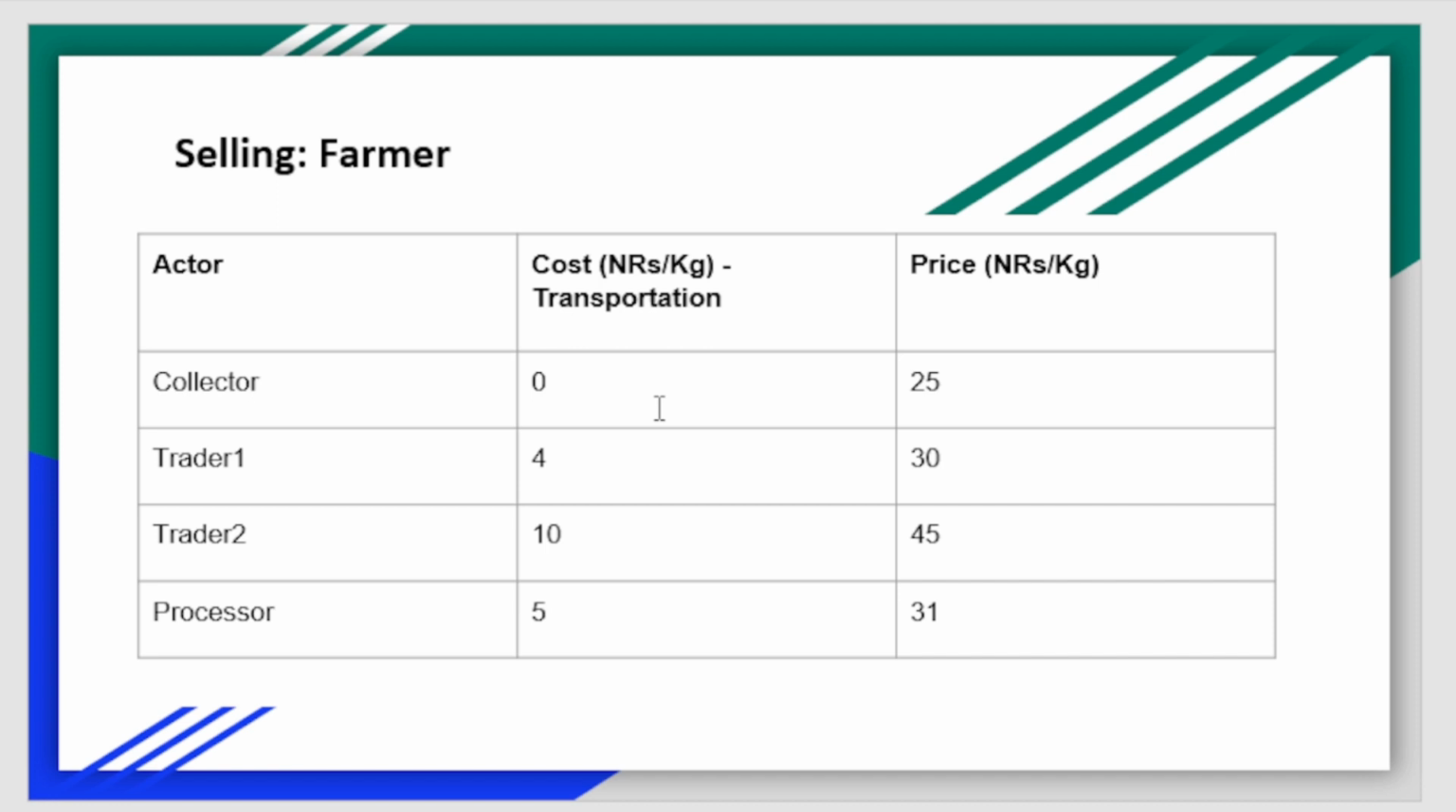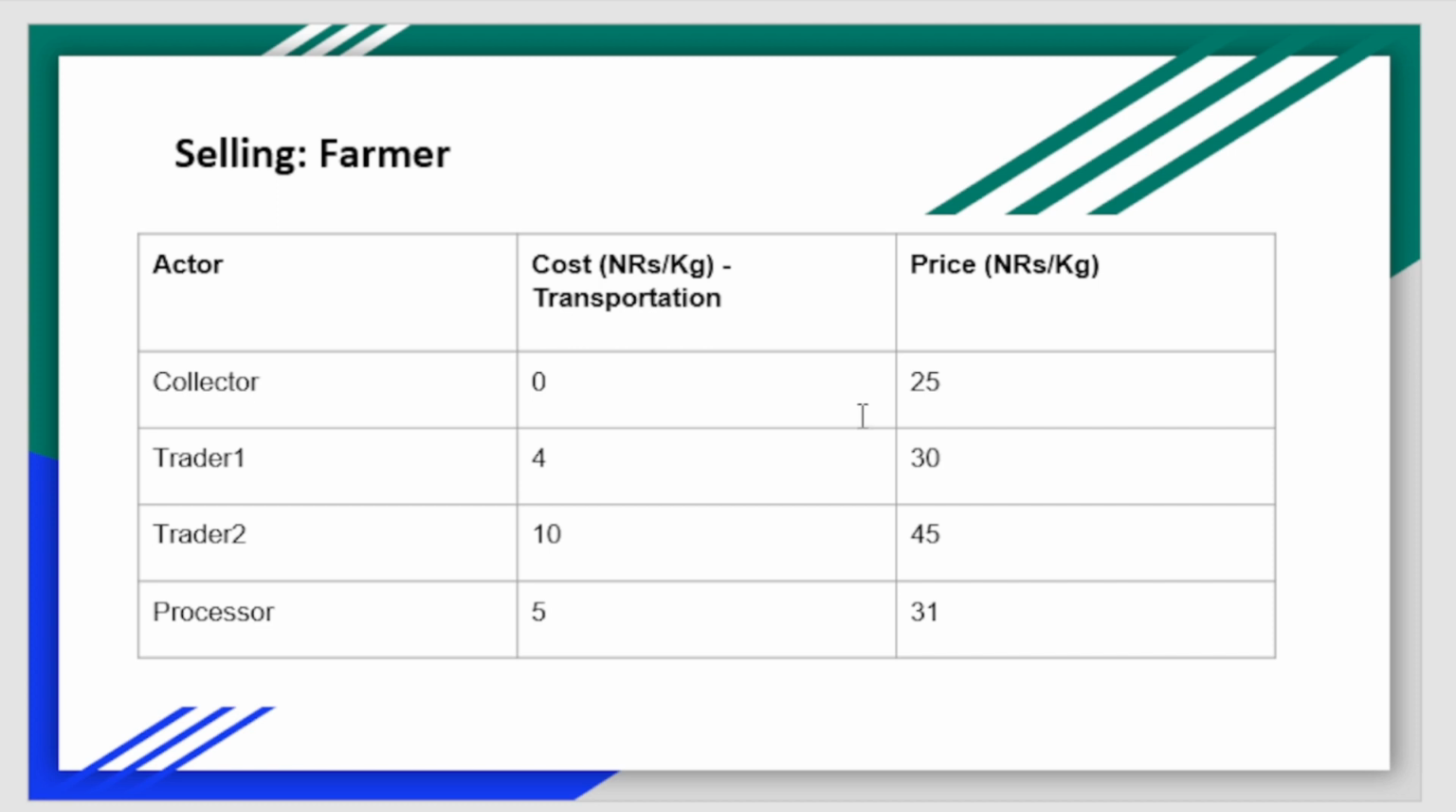If the farmer opted to sell its produce to the collectors, then it will get 25 rupees per kg for the wheat, and it will not incur any cost because it is the farm gate price, and the collector will go to the farm gate and collect the produce from the farm gate, so no additional cost for the farmers.